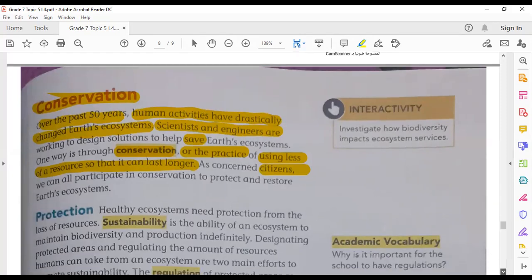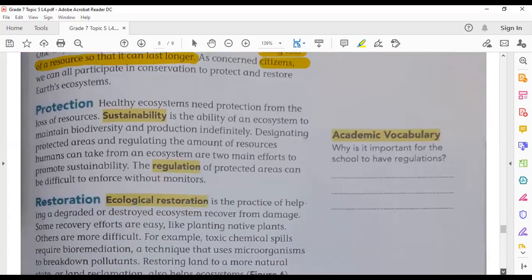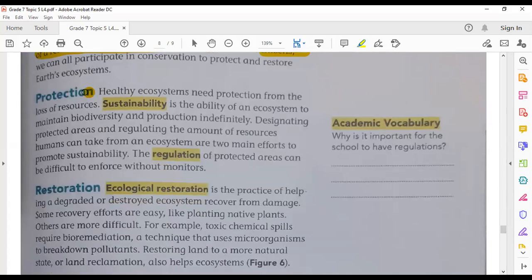Conservation can be divided into two parts, or how can we practice conservation: by protecting our ecosystems and also by restoration. So the practice of conservation involves two practices. Conservation includes the protection of our ecosystems and also restoration of them. What is protection? By its name, when you protect something, you keep it protected.